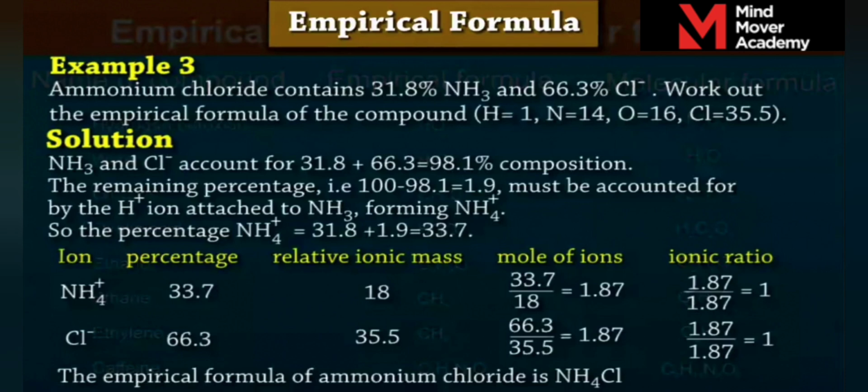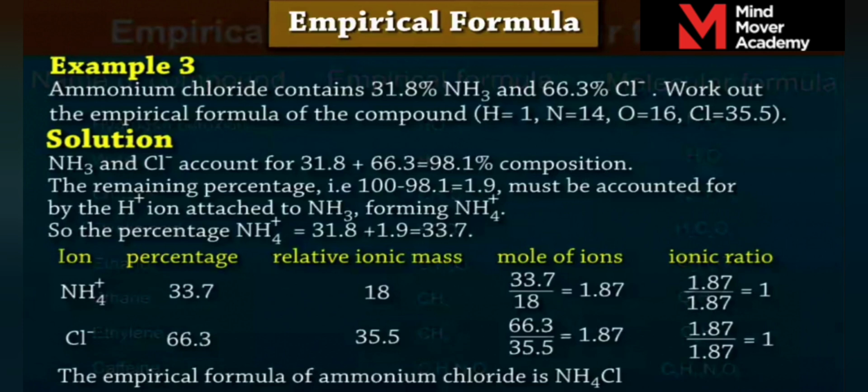Now let's make a table for finding out the empirical formula. In our table, once again, the columns will be ion, percentage, relative ionic mass, moles of ions, ionic ratio. In the first column, we write the ions NH4+ and Cl-. Their percentages are, for NH4+ it is 33.7 and for Cl- it is 66.3. Relative ionic mass for NH4+ is 18 and that for Cl- is 35.5. Next, we will find the moles of ions. Here we will divide the percentage by relative ionic mass.